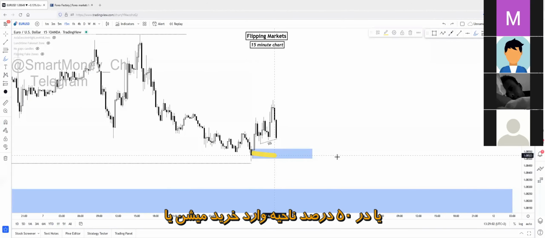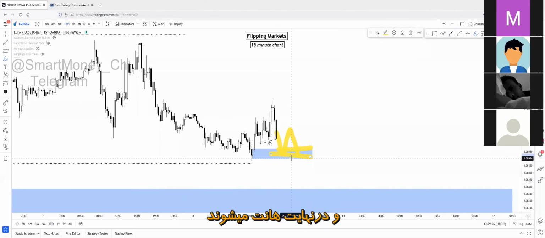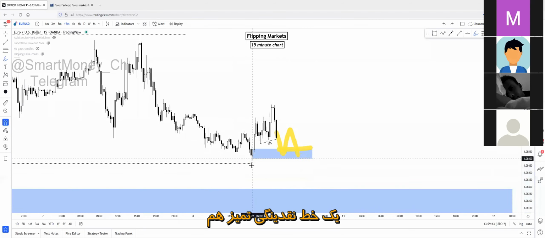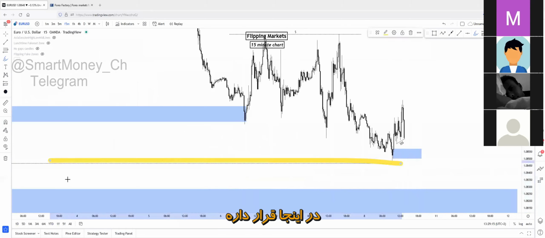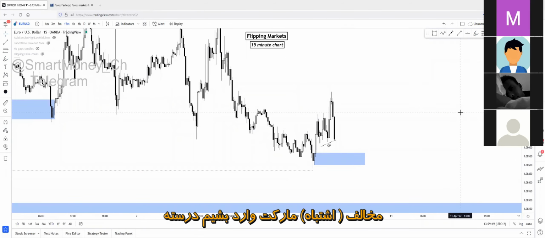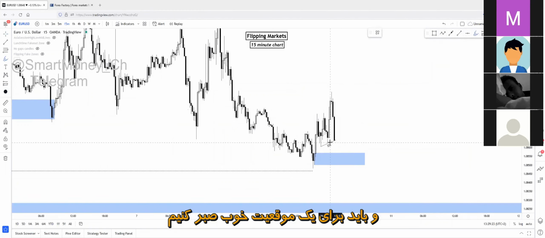They will open a 50% entry opportunity, or they'll wait for a change of character, and they will be swept out. And we know that this will be liquidity for the deeper area. And this is a clear liquidity because this is a clear liquidity line also. So we don't want to be caught up in the wrong side of the market again, right? We want to trade the countering side of the market. And we have to wait for a good opportunity.